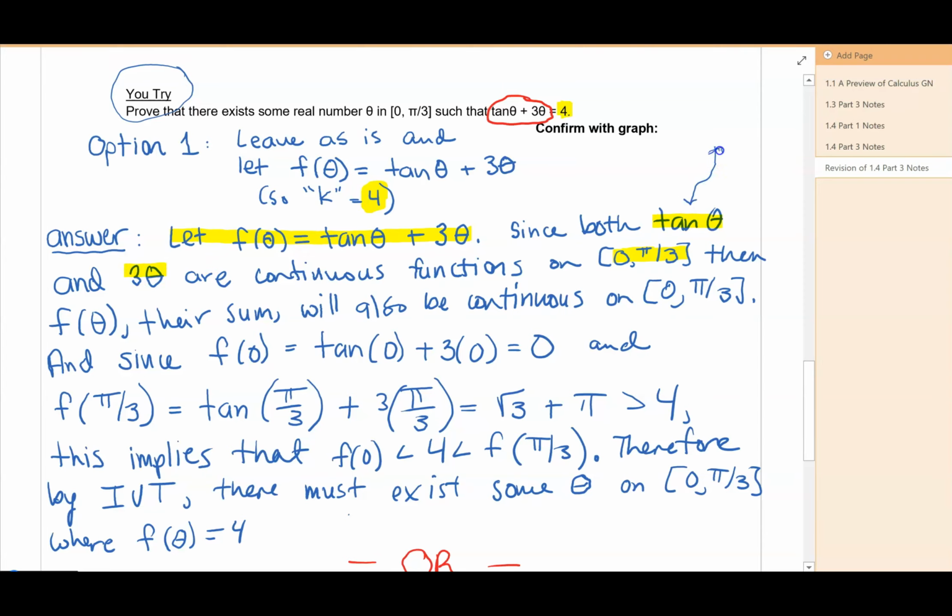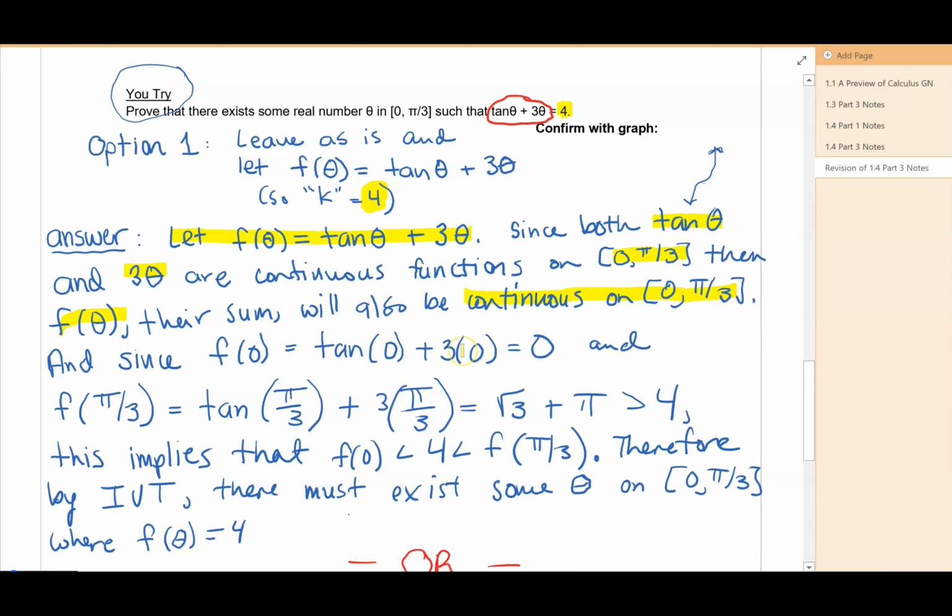When it doesn't have any asymptotes, it just makes a squiggly shape. So between 0 and pi over 3, it doesn't have any discontinuities. So tangent and 3 theta are continuous functions separately. When you add them together, you take their sum, that's f of theta, then that will also be continuous. So we establish continuity, which is the condition for the intermediate value theorem. So we define the function, and we show that that function's continuous on the given interval.